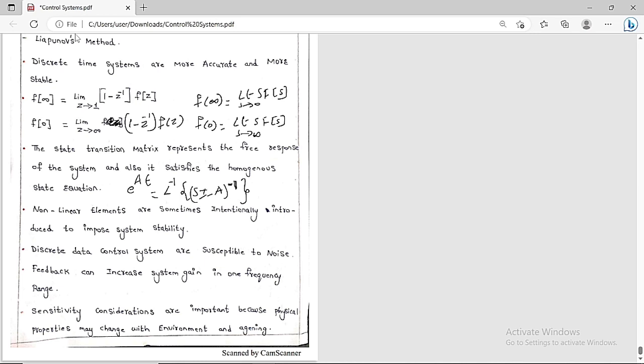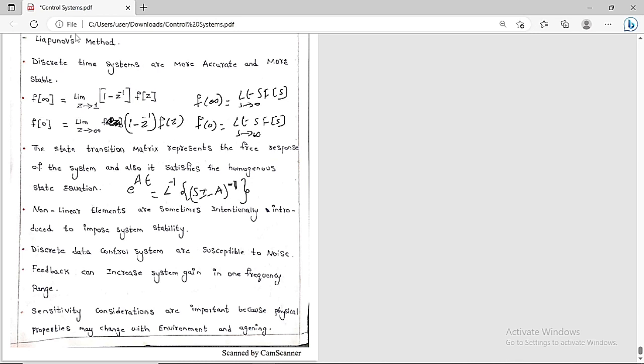So, finally, I can say the non-linear elements are sometimes intentionally introduced in order to improve the system stability.